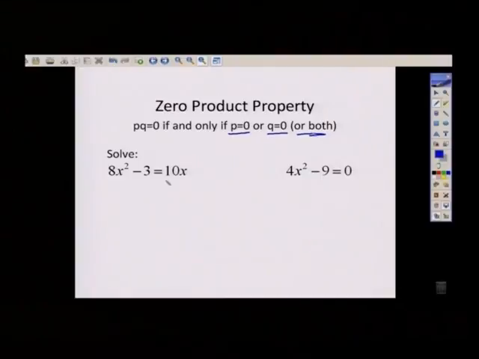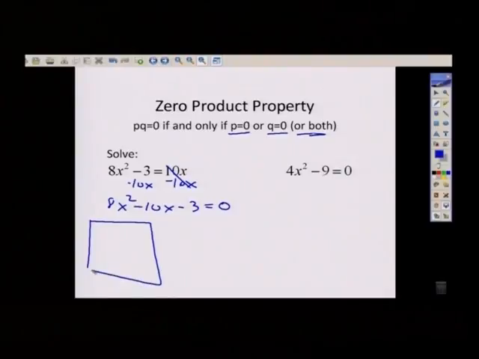Okay, let's see how you did. First step, let's subtract over the 10x. Put it in descending order. So I have 8x squared minus 10x minus 3. And then I'm going to try to factor that expression.